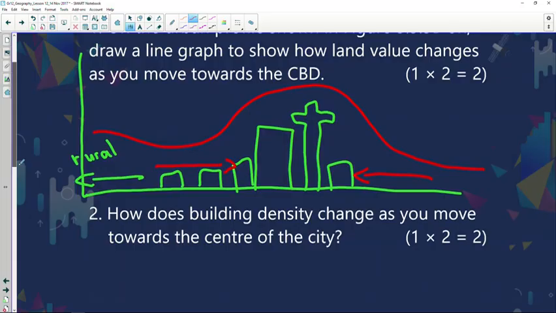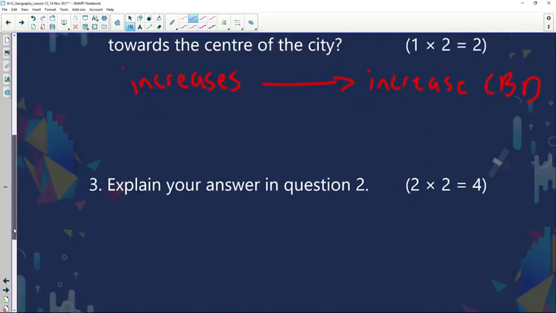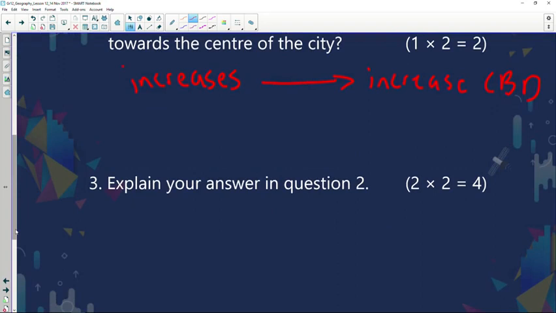Now, how does building density change as you move towards the center of the city? Building density means the amount of buildings close together. So obviously, if you look at the CBD of an urban area, what happens to the building density? It definitely increases as you move to the CBD. What does the CBD stand for again? Central Business District.